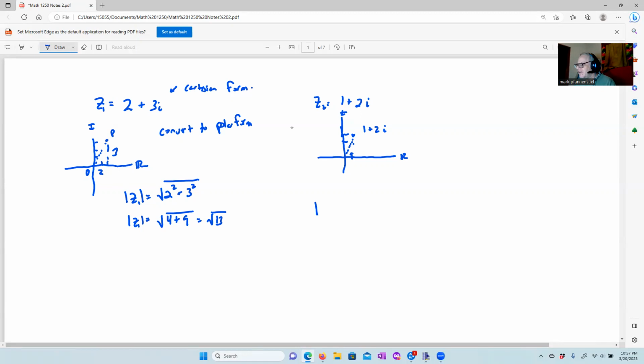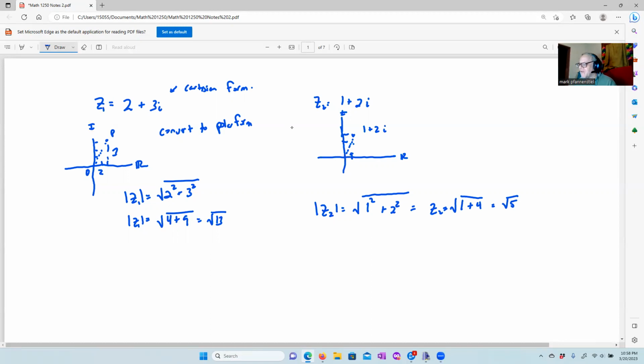The modulus of z2, or the distance between the origin and z2, the absolute value of z2, is equal to the square root of, we have 1 on our adjacent side, so 1 squared plus 2 squared for our opposite side. So this is the square root of 1 plus 4, and we get the square root of 5. So that's what we have for this.